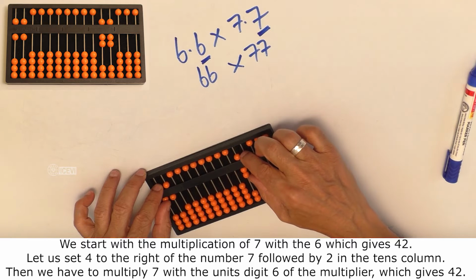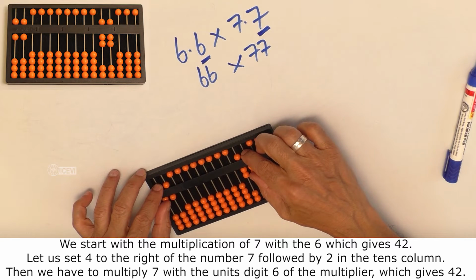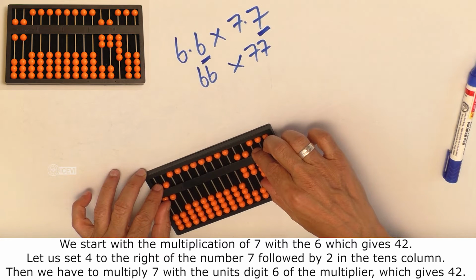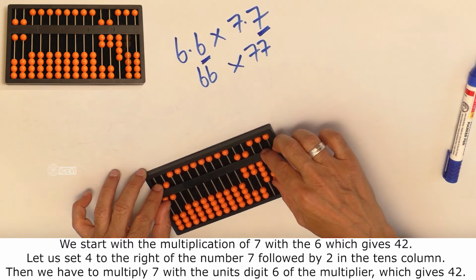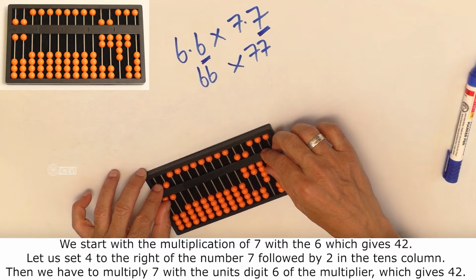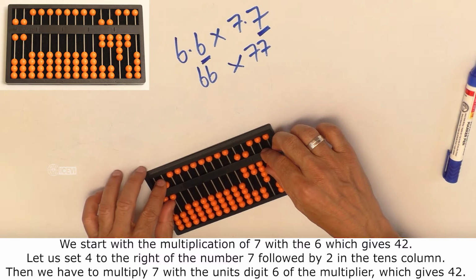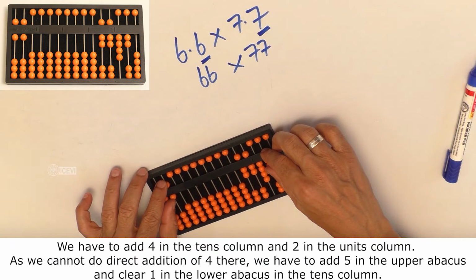We start with the multiplication of 7 with 6, which gives 42. Let us set 4 to the right of the number 7, followed by 2 in the tens column. Then we have to multiply 7 with the units digit 6 of the multiplier, which gives 42. We have to add 4 in the tens column and 2 in the units column.